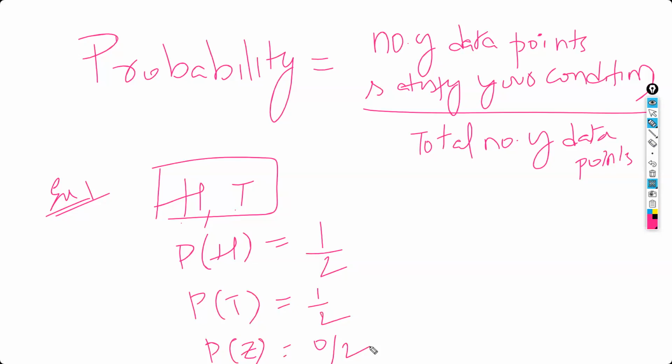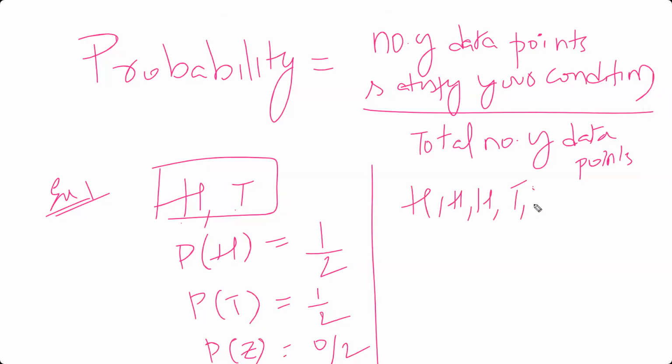Now, for example number 2. I'm having H, H, H, T, H, H, I. The data points are like this. Sir, what is this? Don't ask, it's just an example. Okay, if you are having data points like this.